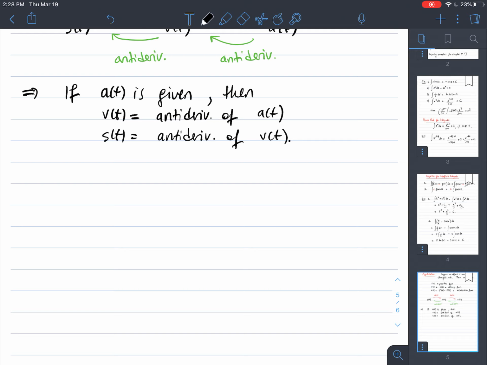All right. So we have a car traveling at a rate of 88 feet per second when the brakes are applied.